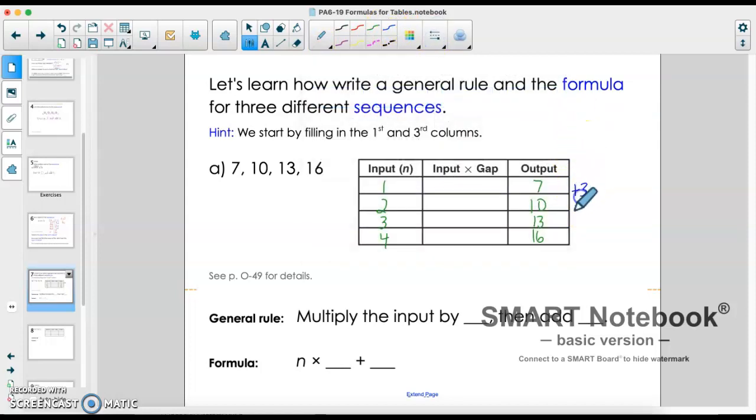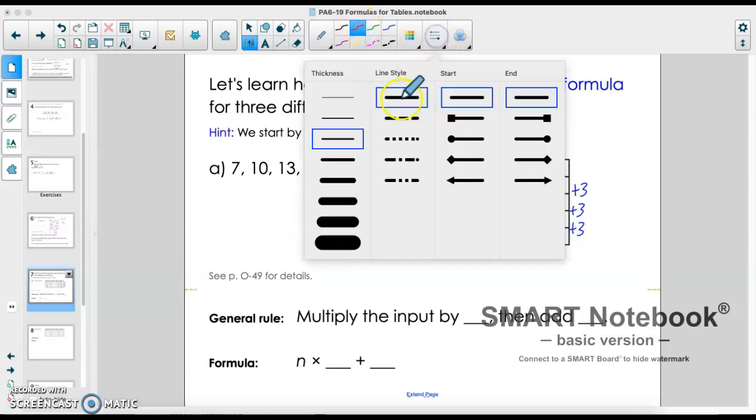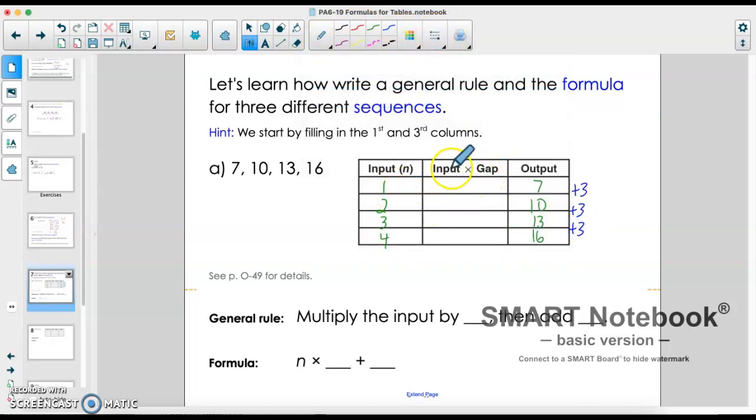It's plus 3. I'm going to add 3 every single time. Now, I said in the last slide that what we can do with that information is multiply the input times the gap. This stuff is the gap. So 1 times the gap, the input times the gap, is going to be 3. Don't worry, it's not 7 yet. It will be, okay? 2 times 3 is 6. 3 times 3 is 9. 4 times 3 is 12.